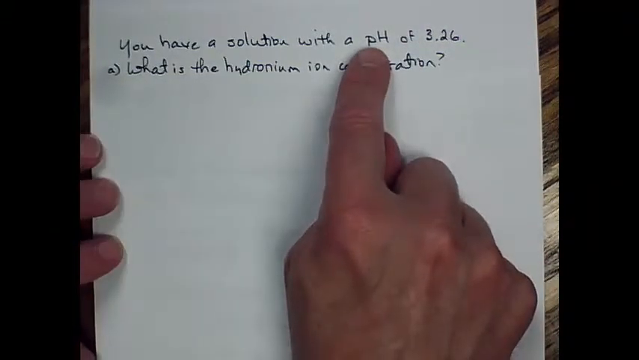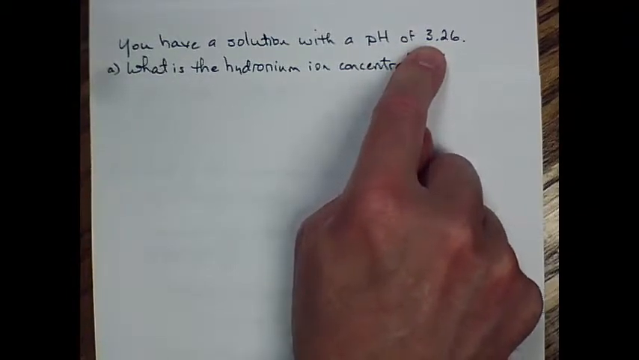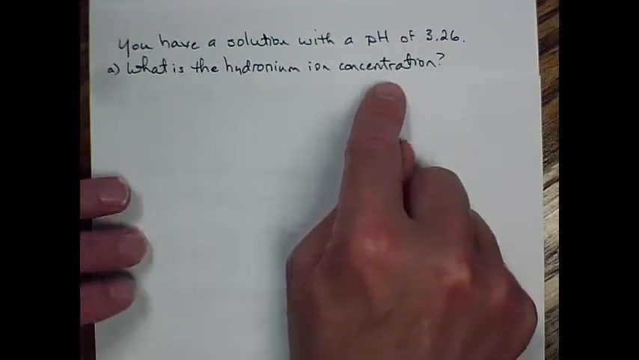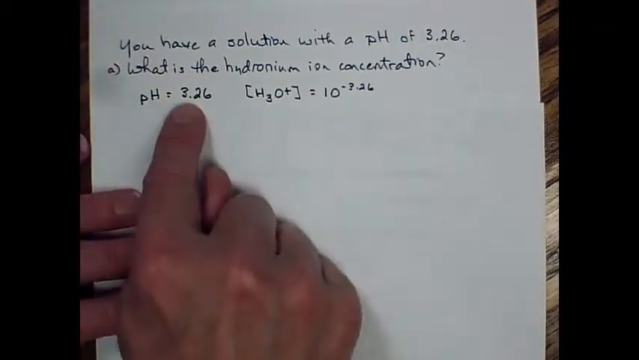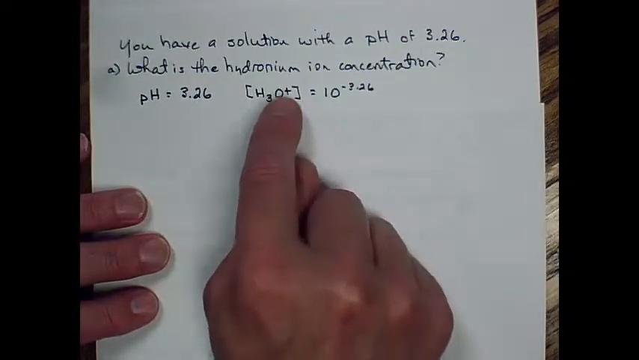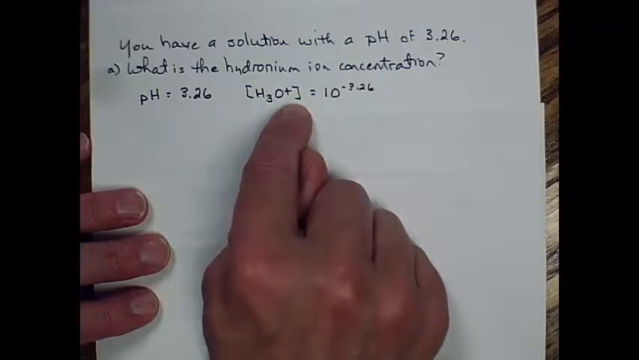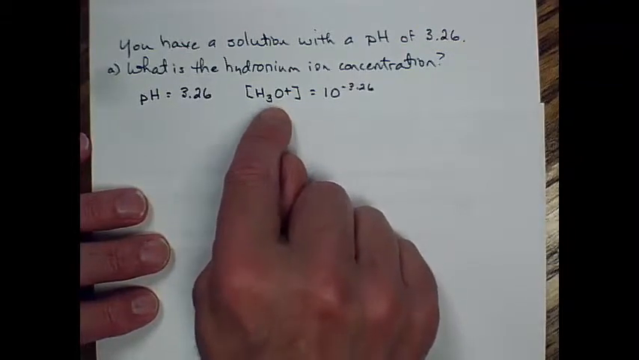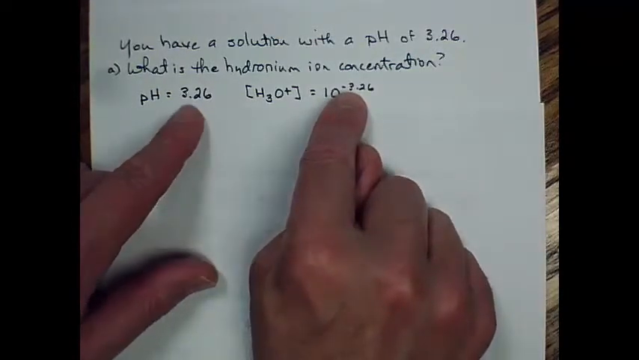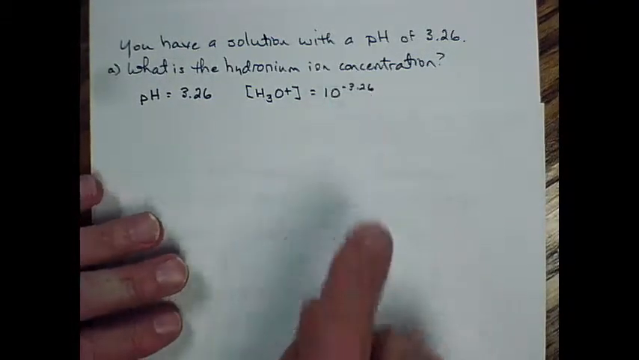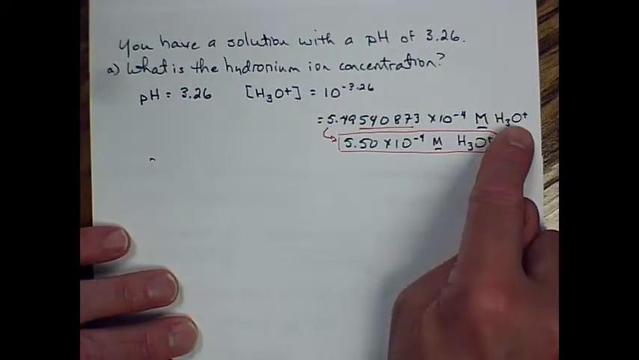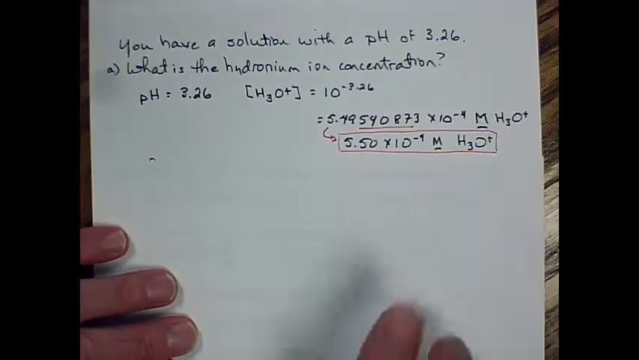So pH is a negative logarithm. Logarithms are exponents. We undo logarithms by putting them on the base as an exponent. So here's pH, 3.26. Hydronium ion, that's what this symbol H3O+ is. The brackets mean molar concentration of what's inside. So the molar concentration of this is 10 to that negative exponent of 3.26. And this is the answer we get. This long number is the molar concentration of hydronium ion, and rounded off we get this.